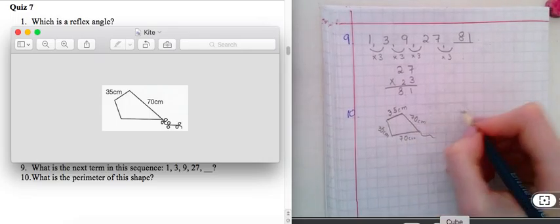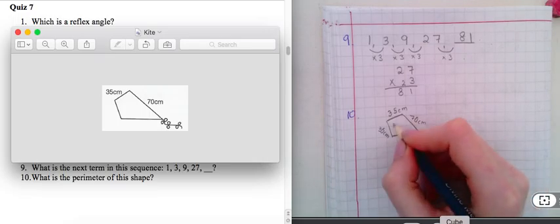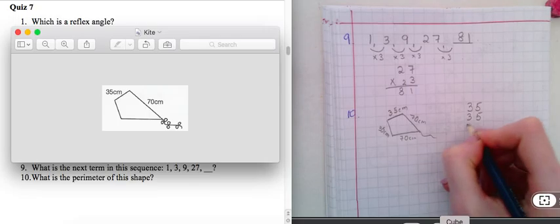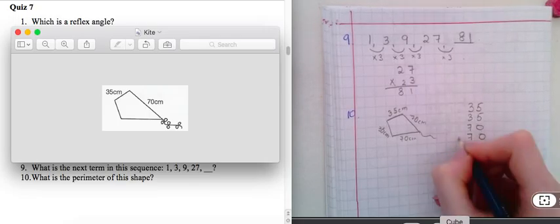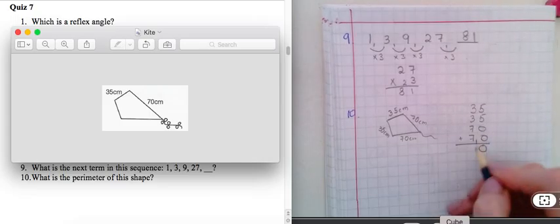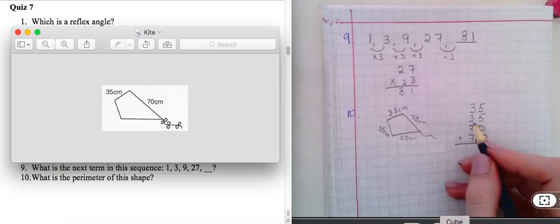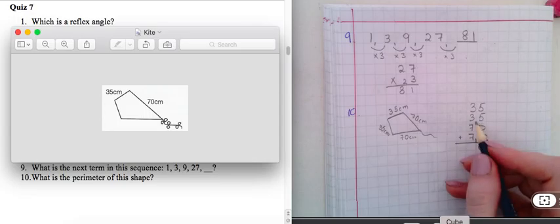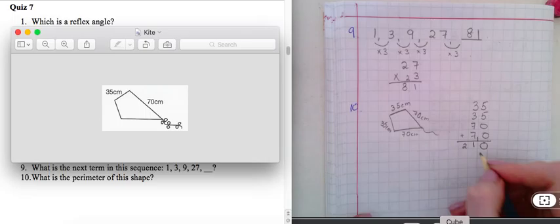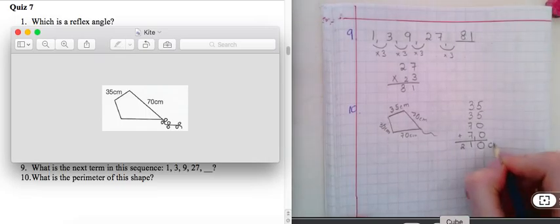Right, so let's add up for my perimeter. I add up the outside of the shape. So I've got 35, 35, 70 plus 70. 5 plus 5 makes 10, put down a 0 and carry over my 1, 7 and 7 is 14 and 1 is 15, plus 3 is 18, 18 plus 3, 21. So my perimeter of my shape is 210 centimeters.